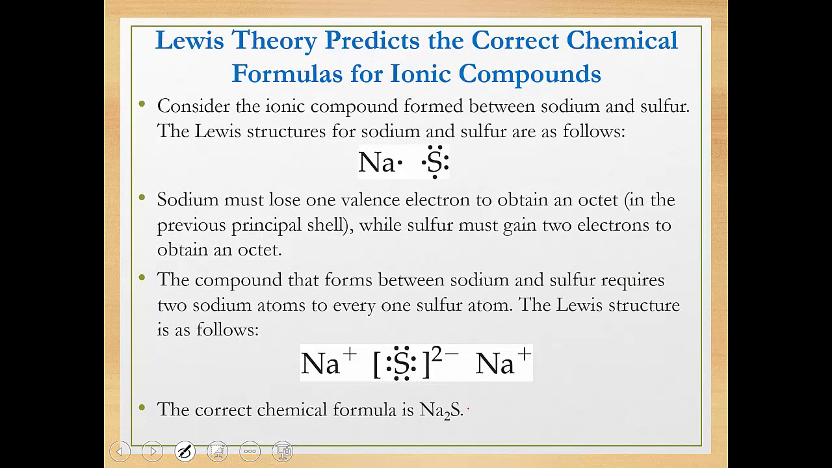All right. Now we can also use Lewis theory to predict what the correct chemical formula would be for an ionic compound. So for example, if we take sodium and sulfur and we look at their Lewis structures, shown here, 1 valence electron on sodium and 6 on sulfur. Now sodium loses 1 valence electron to get an octet. Sulfur needs to gain 2. So this is what's telling me it's not going to work to put just 1 sodium with 1 sulfur. I can go ahead and transfer that. Now sodium is happy. I end up with just Na+ for my structure.